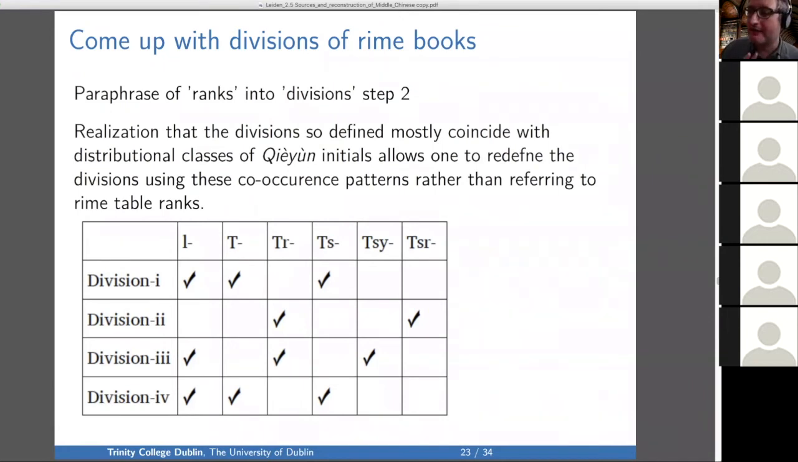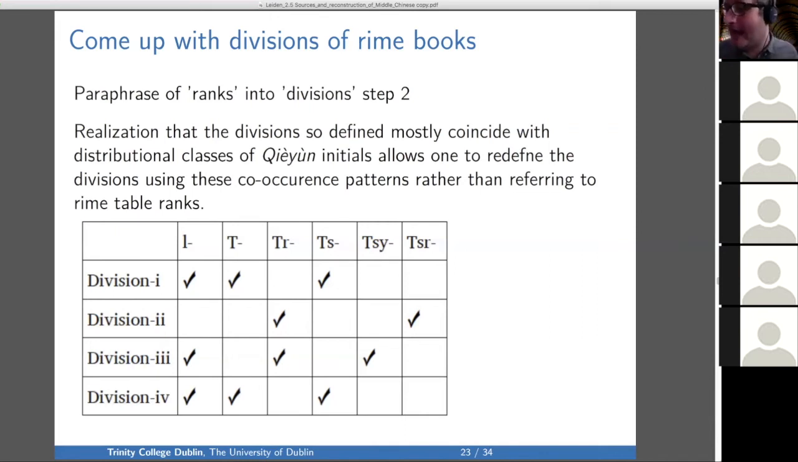But it's already allowed us to define the divisions with respect to the Cheyun, right? Because rather than defining division 4 as those characters that occur in rank 4 in the rhyme tables, we can define division 4 as those rhymes that co-occur with the dental and affricate initials, but not the retroflex initials. You see that?